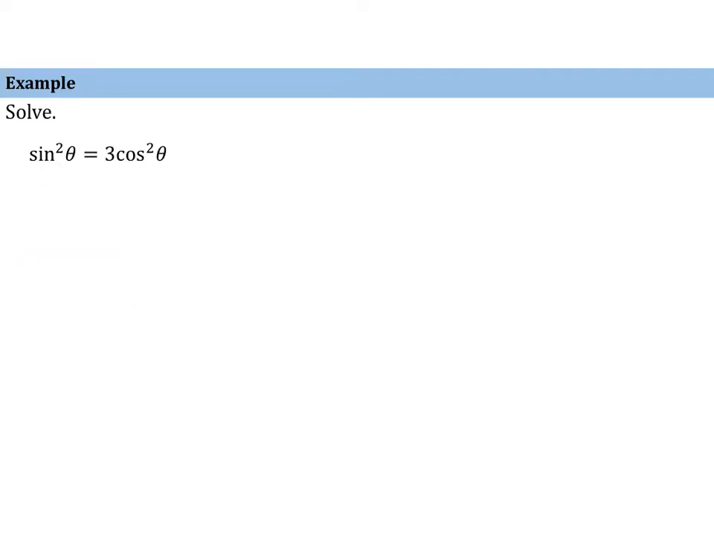Now as we look at our next example, the thing to notice here is that we have sine squared of theta and we have cosine squared of theta. It would be nice if we could adjust this so that we either have sine or cosine. We don't have a mixture of both. So the easiest way to do this is to use a Pythagorean identity. And you'll remember our Pythagorean identity says that sine squared of theta plus cosine squared of theta equals 1.